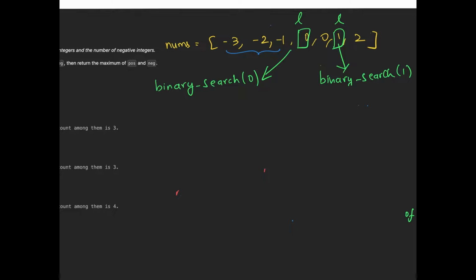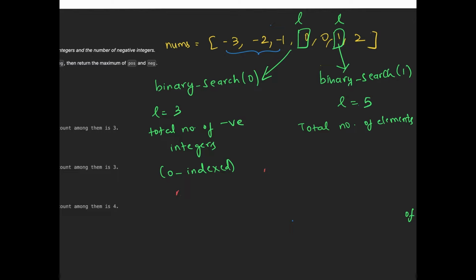Now we can use this algorithm to find the first occurrence of 0, which will tell us the total number of negative integers in the array. For example, in this case, the first occurrence of 0 is at index 3, meaning there are 3 negative integers in the array, from index 0 to index 2. Next, we find the first occurrence of 1. This gives us the index of the first positive number in the array. In this case, the first occurrence of 1 is at index 5, which is the starting index of positive numbers. To count the number of positive integers, we subtract the index of the first positive number from the array length. This will give us the count of positive numbers.